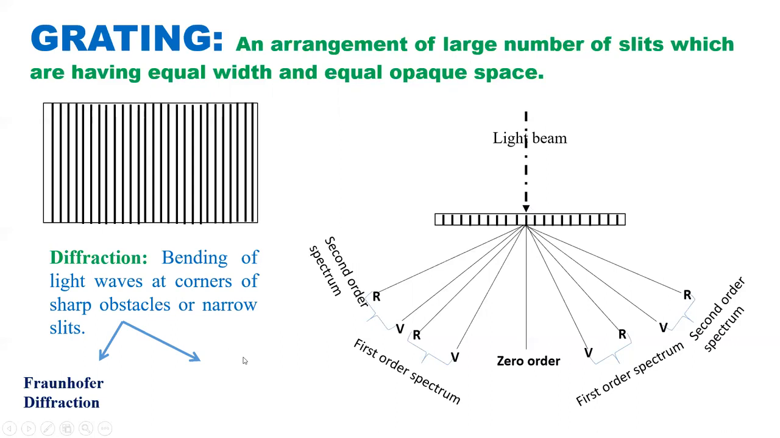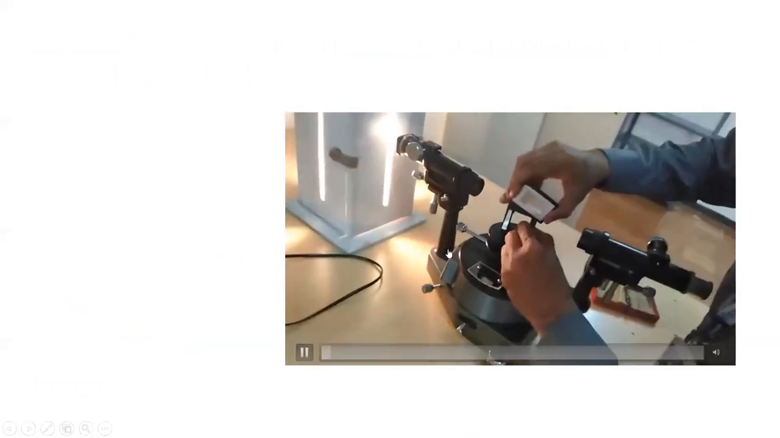Fraunhofer diffraction, in which the source and screen are both at effective infinity. The second one is Fresnel diffraction, in which the source and screen are at a finite distance. In the present experiment, the kind of diffraction we are using is Fraunhofer diffraction. Now, keep the grating in the grating holder.